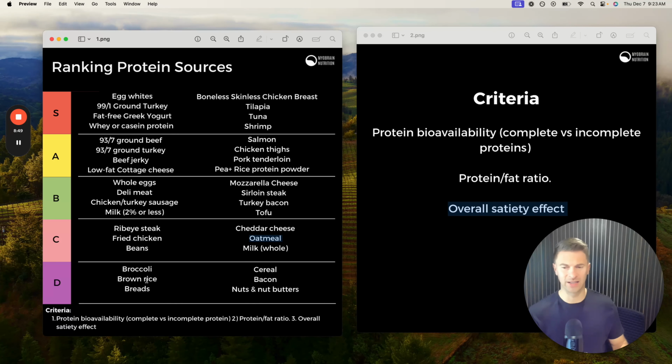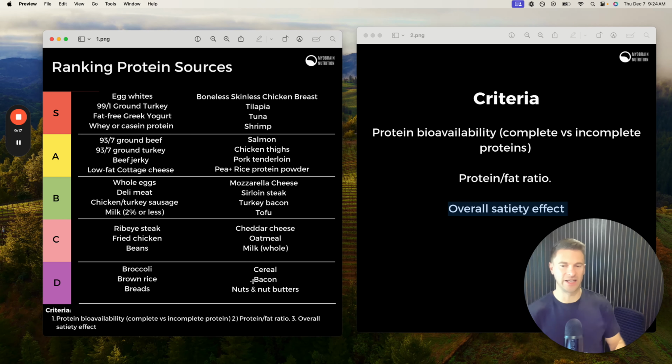Okay. And lastly here, D tier: broccoli, brown rice, breads, cereal, bacon, nuts and nut butter. These are things that are either so low in protein that there's really going to be almost no way you get any sort of even extra credit from them. Like I think there's 2 grams of protein in half a cup of brown rice. I mean, 2 grams of protein is equivalent to nothing, right?